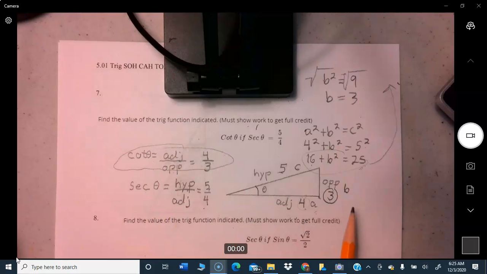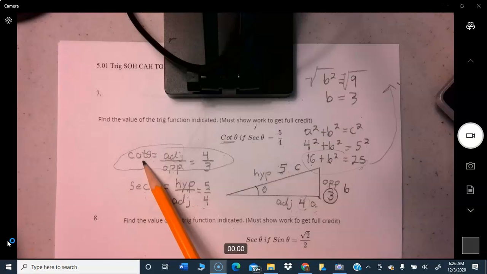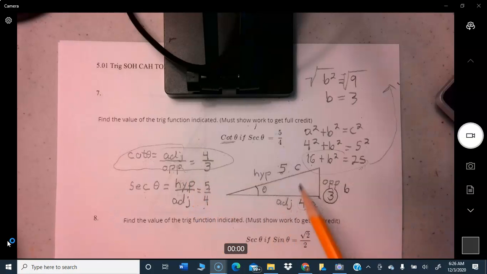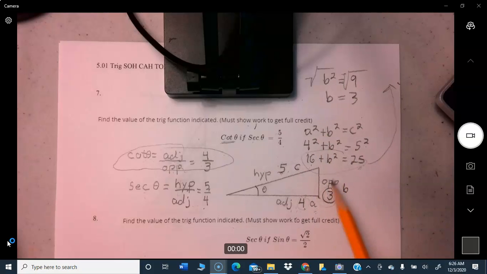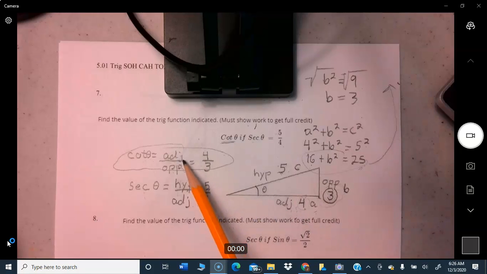So let's walk through that one more time. Given secant 5 over 4, and secant is hypotenuse over adjacent, so the hypotenuse is 5 and the adjacent is 4. That's the secant right there, 5 over 4. They're asking you for the cotangent, which is adjacent over opposite. So it's this over this. Well, we knew these two, we didn't know what the opposite was. So you have to use the Pythagorean theorem to figure out what this side is over here, and we figured out that it's 3.